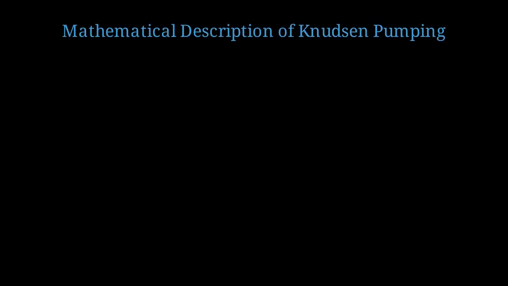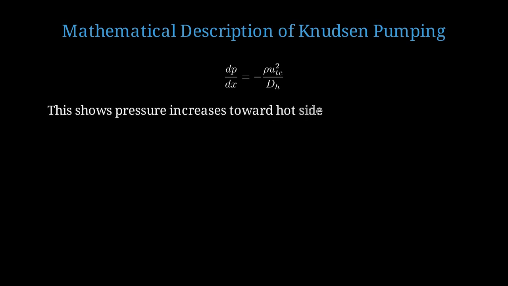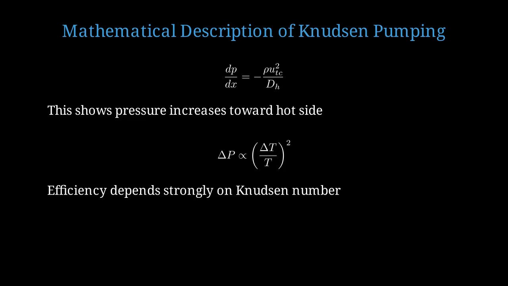Let's develop a more rigorous mathematical description of Knudsen pumping. The pressure gradient is related to the thermal creep velocity and hydraulic diameter. dP/dx equals negative rho times U_Tc squared divided by d_h. This equation shows that pressure increases toward the hot side when thermal creep is active. The pressure difference is proportional to the square of the relative temperature difference. Delta P is proportional to (delta T over T) squared. The efficiency of Knudsen pumping depends strongly on the Knudsen number. Maximum efficiency occurs in the transition regime.